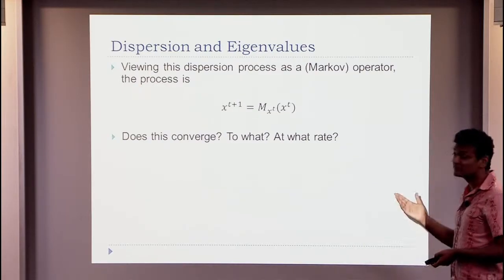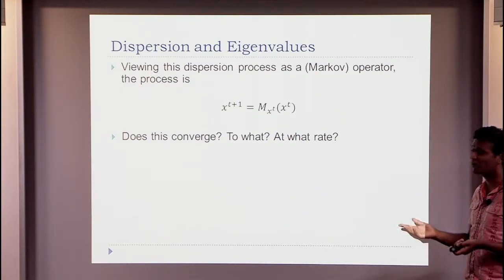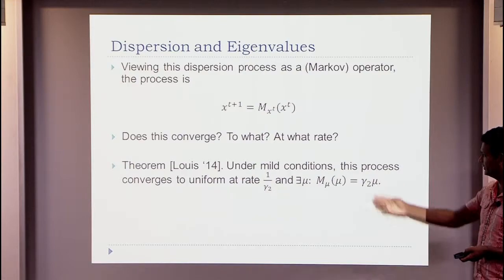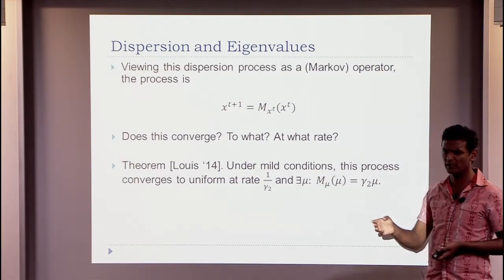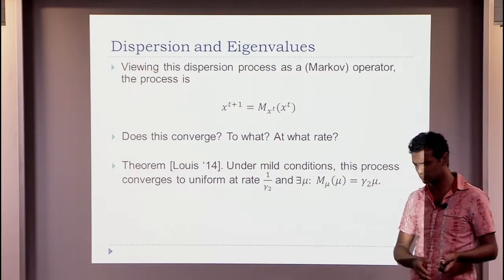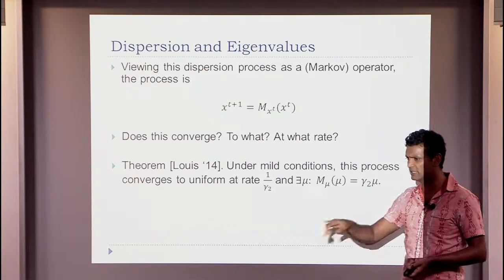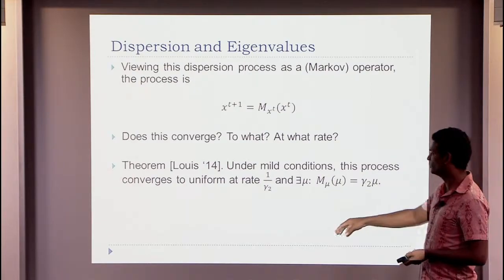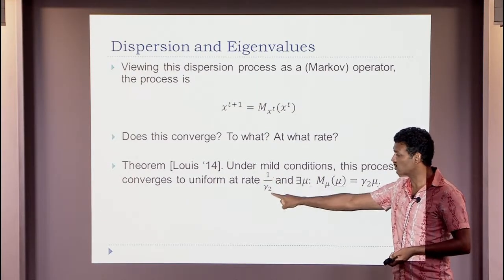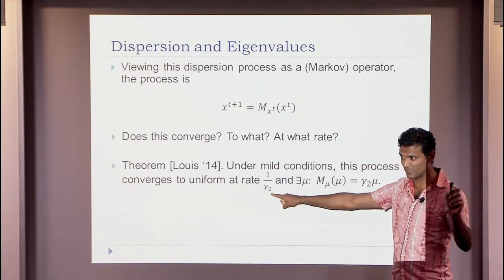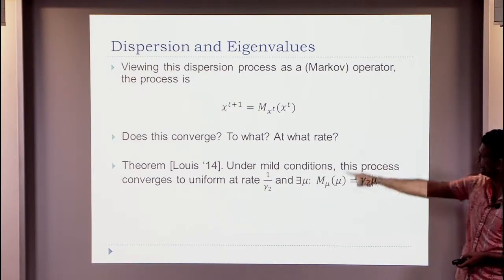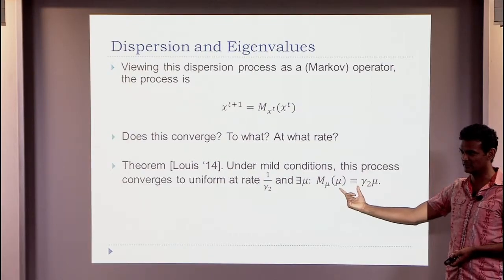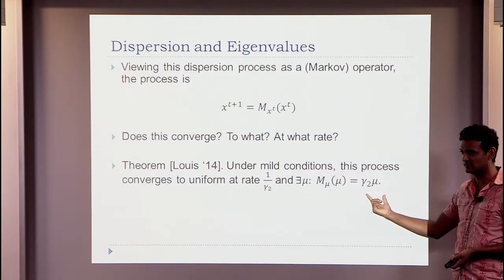Okay. So does this converge? To what and at what rate? Anand Louis proved that under some mild conditions, which are basically what you require even in the edge expansion case, like it should not be bipartite and it should be connected and so on, the process will converge at the rate 1 over gamma 2. This is the continuous parameter we defined, and it converges to a vector which is stable under this operator. Of course, that's what convergence means: when you apply this operator again, it doesn't change.